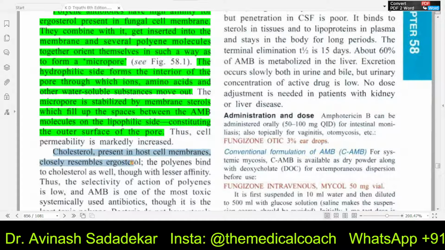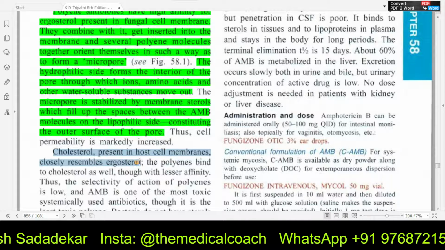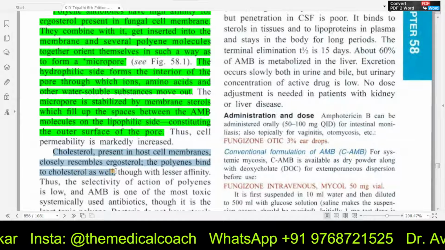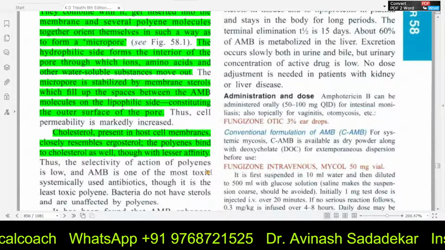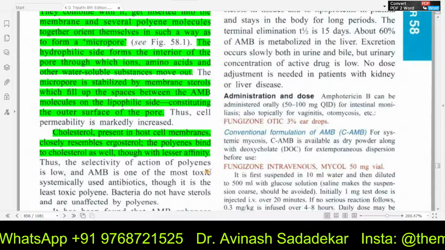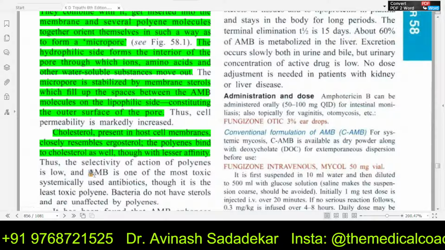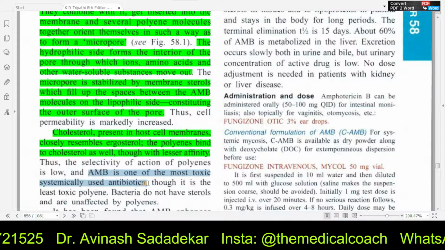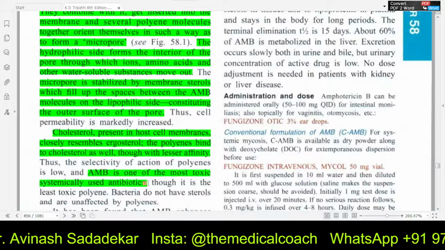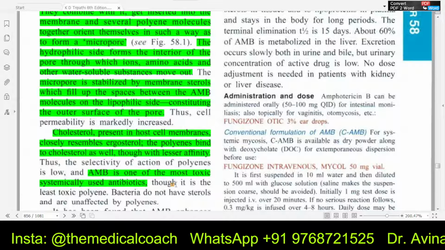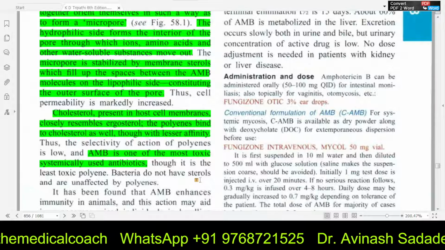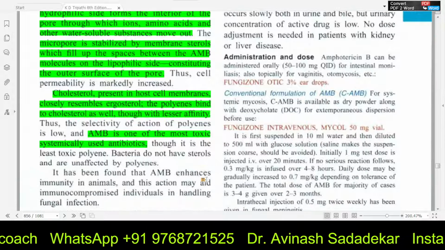Cholesterol resembles ergosterol. It's present in our cell membranes. Polyenes bind to that, but with lesser affinity, and that's the reason why it works more on fungus, but the selectivity is very low. Amphotericin B is one of the most toxic systemically used antibiotics ever. Still, it is the least toxic of all the polyenes. Bacteria do not have sterol, so they are not affected.